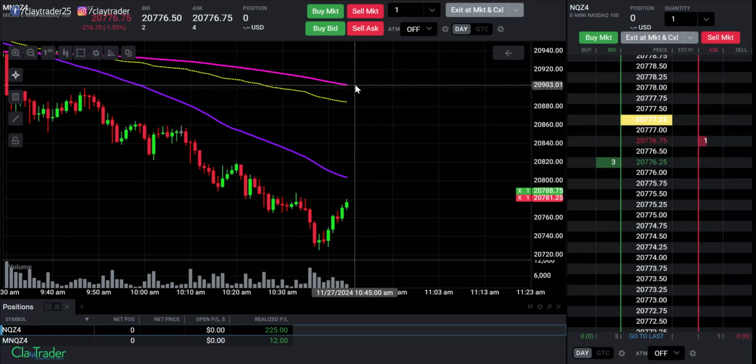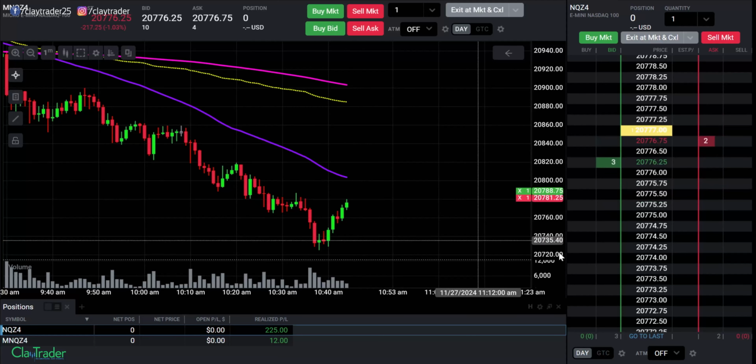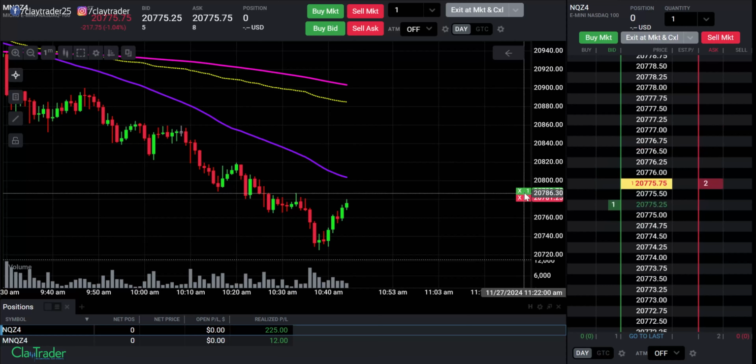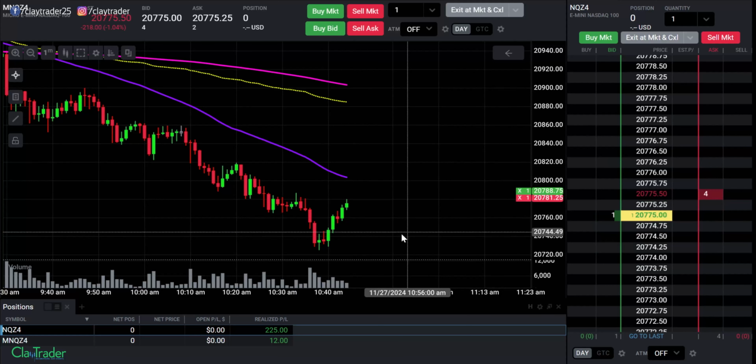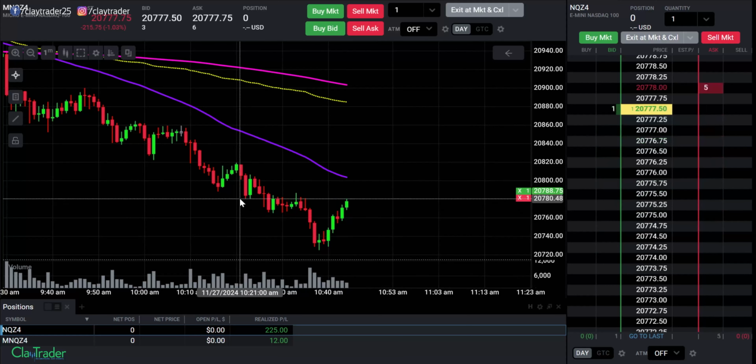So I have my trade plan in motion already. Have my entry point where the red is. Have my stop loss where the green is. Granted, I first got to get filled.